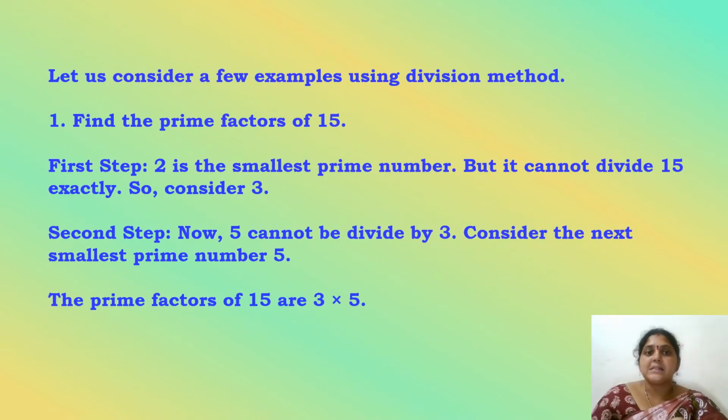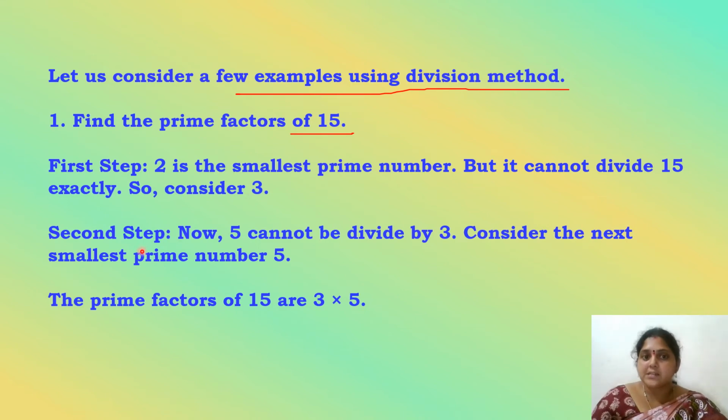Now, let us consider a few examples using division method. Find the prime factors of 15. First step is we have to find the factors of the 15. Which is the smallest prime number here? 2 is the smallest prime number, but it cannot divide 15 exactly. So, consider 3. After 2, what is the next prime number? 3 is our next prime number. So, we will take 3 to divide the number 15 exactly.